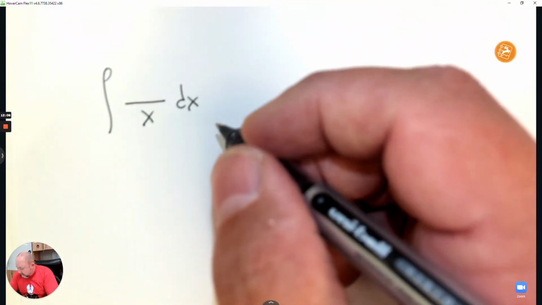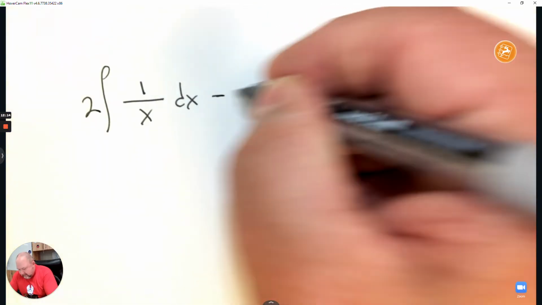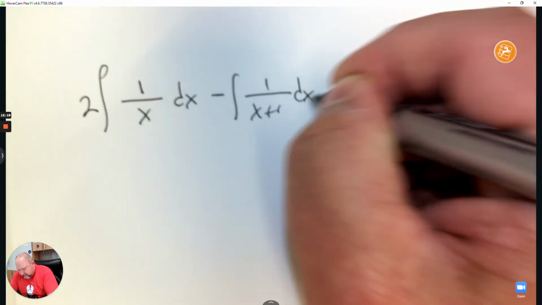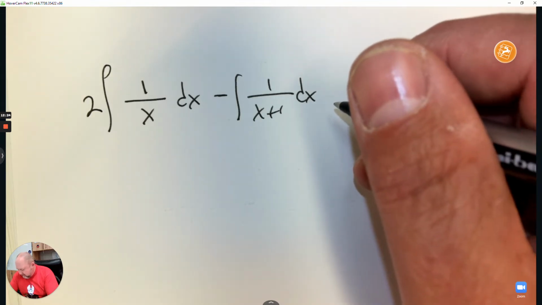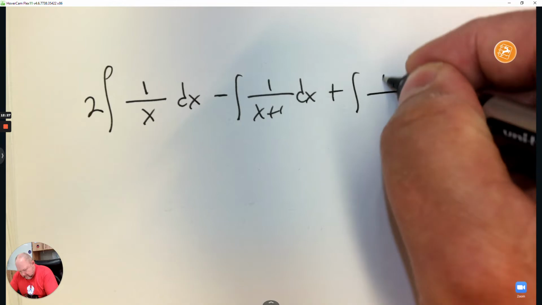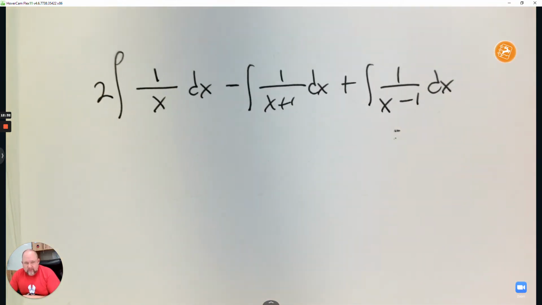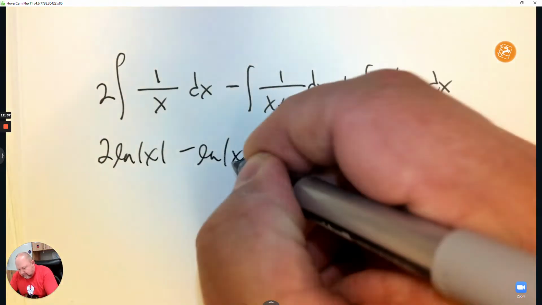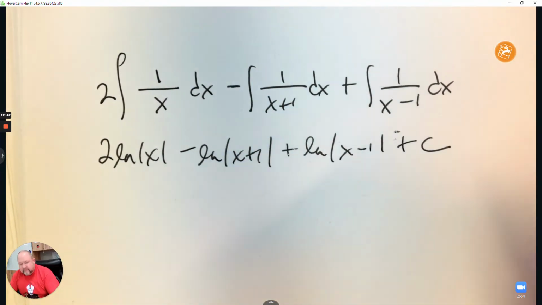So the first one, over x, was a, and I'm going to write it in front. The next one is b. I'm going to write it in front, the negative 1. b is over x plus 1. And then the next one, c, is over x minus 1. And then that's what I'm going to integrate. So this is 2 ln x minus ln x plus 1 plus ln x minus 1 plus c. And it's done.